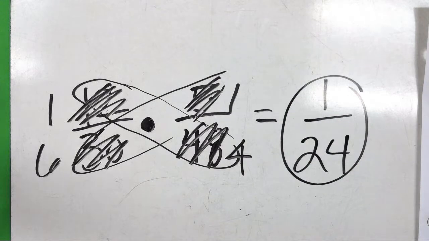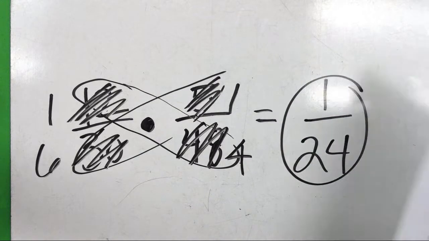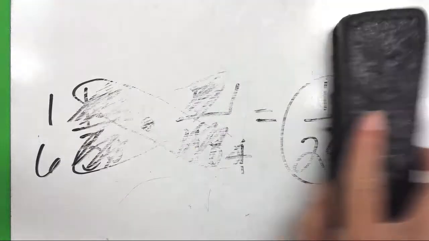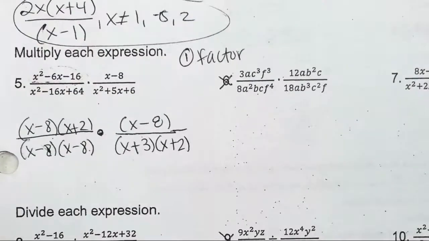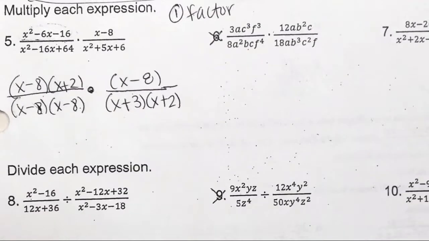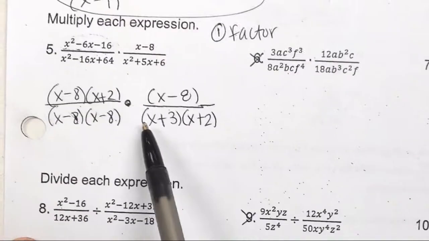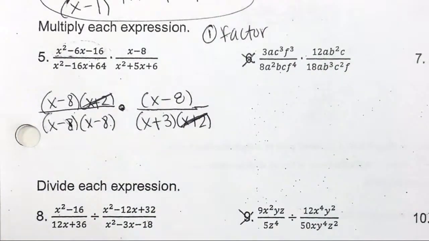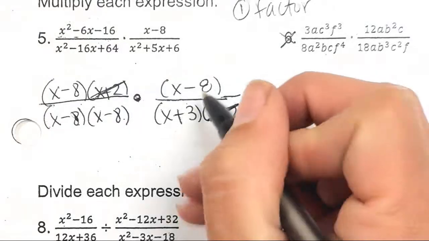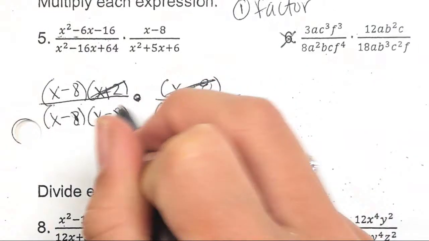We can do the same thing with rational expressions. We can cross simplify before we multiply them together to create less mess. So when we're looking crossways right here, I see that the x plus 2's can cancel out. And crossways here, I can see that the x minus 8 and one of the x minus 8's will cancel out.